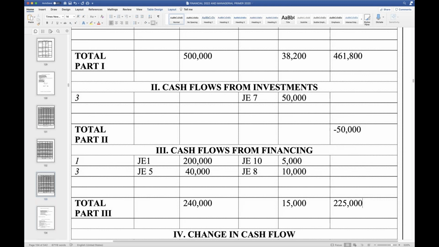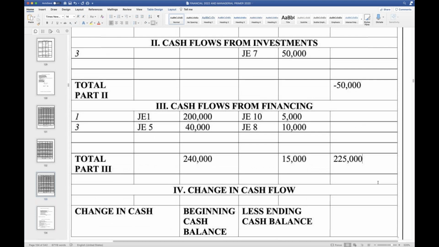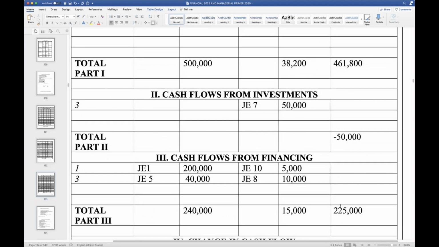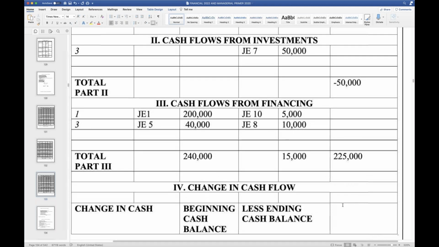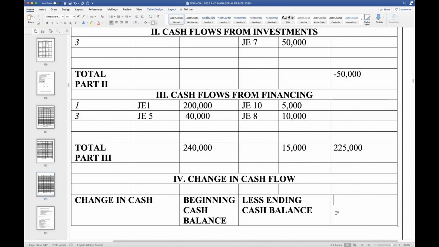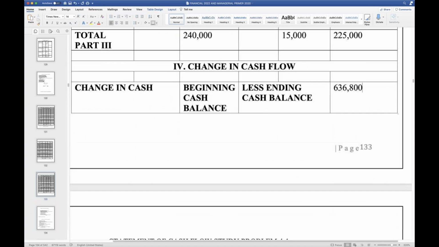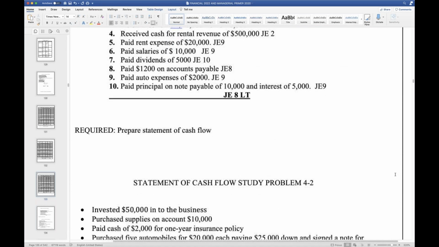So what's our total change in cash? 461.8 minus 50 plus 225. Well, it's gonna be 600,000 or 700,000. How much is this? $636,800. 800. Okay, so work through your homework. You know, it's a procedure type deal. It's not that bad.